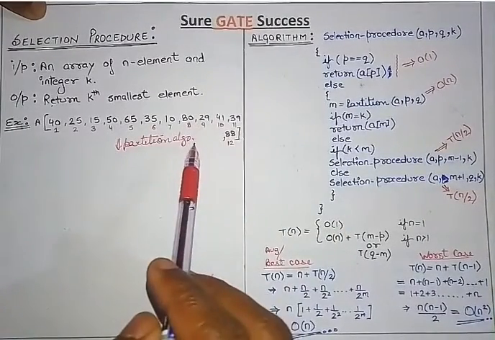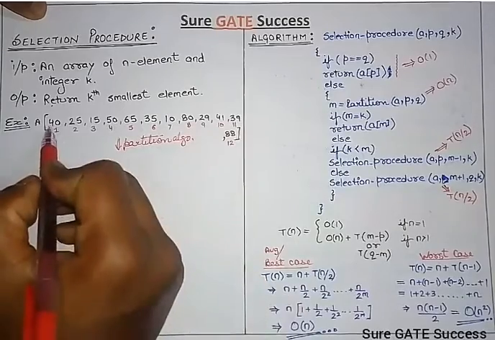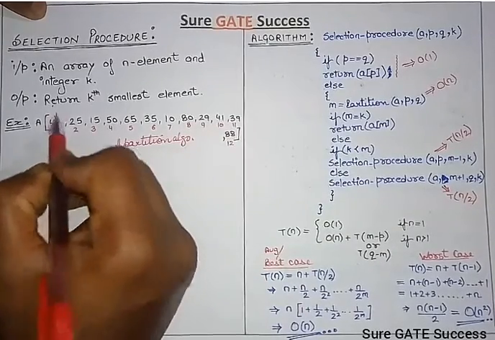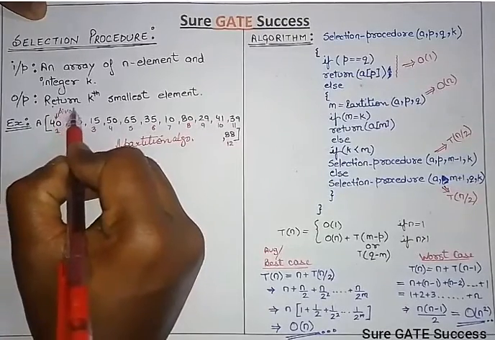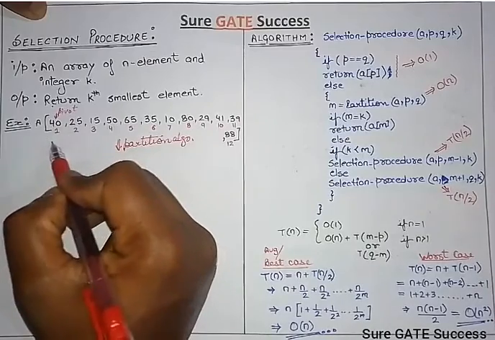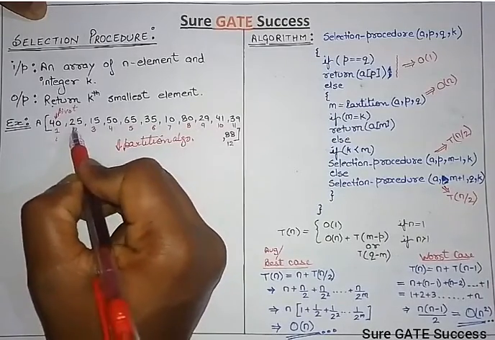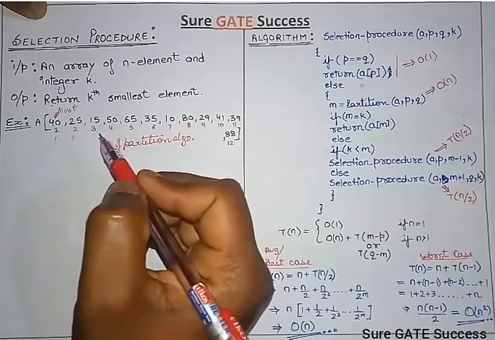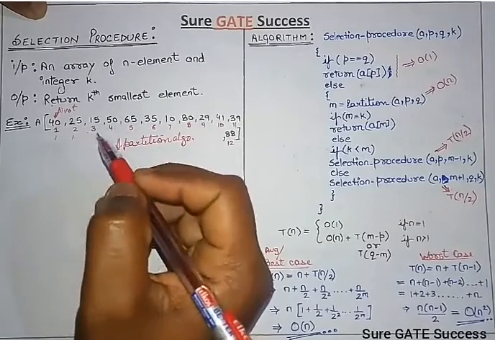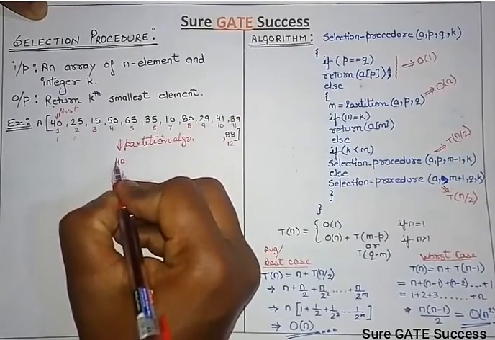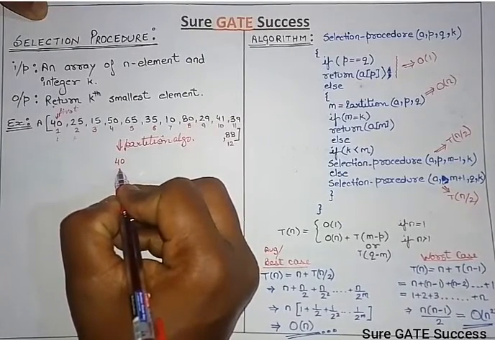here we have 12 elements, and in the partition algorithm, we select the first element as the pivot element. After selecting it, we increment i and compare. If it is smaller, then we have to swap. So after completing the partition algorithm, 40 will be in the middle, at its exact position.